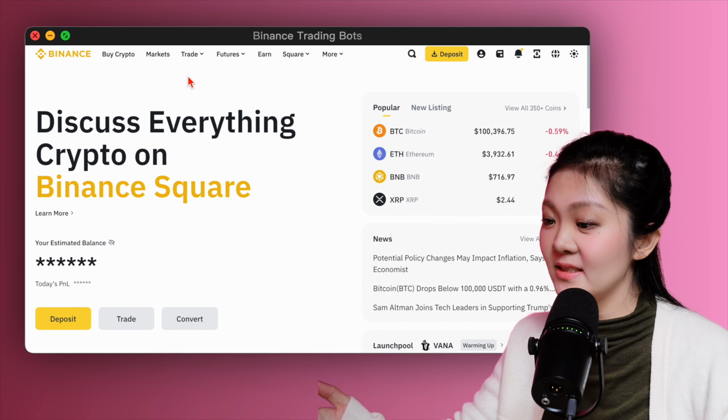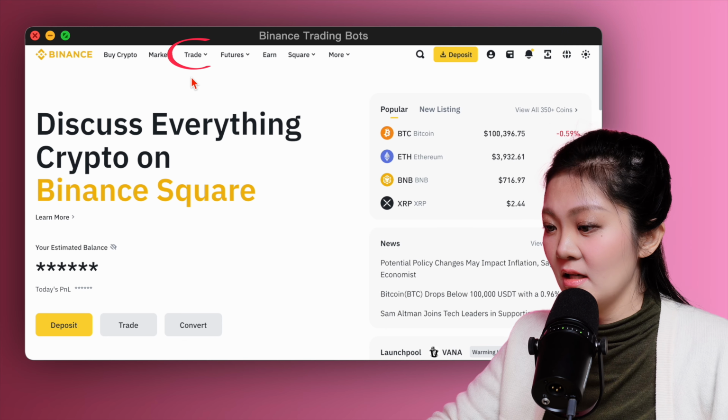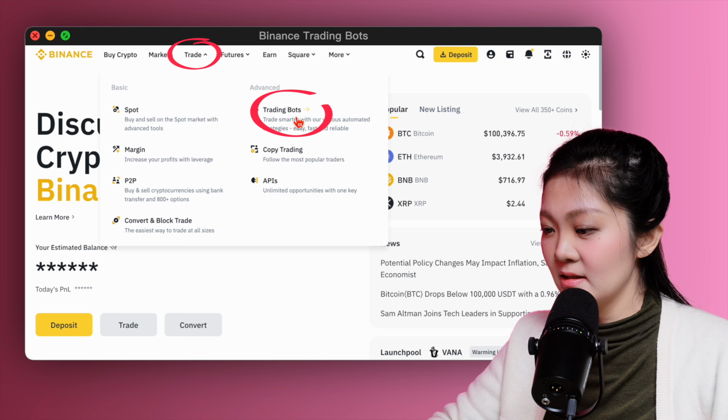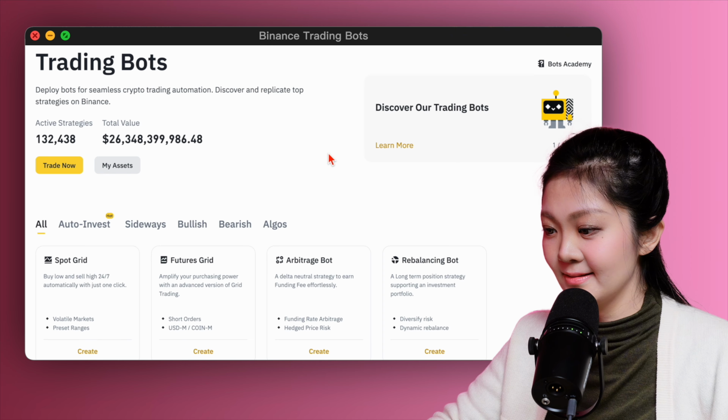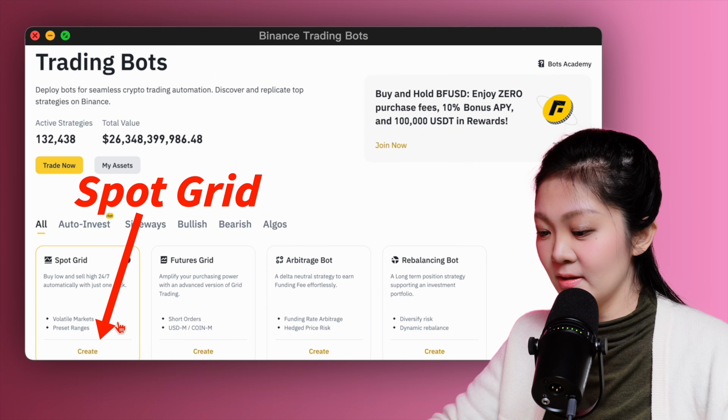So here is the Binance page. First, we log into our Binance account. Go to Trade. Click Trading Bot. In this video, we will try Spot Grid. So click Create here.